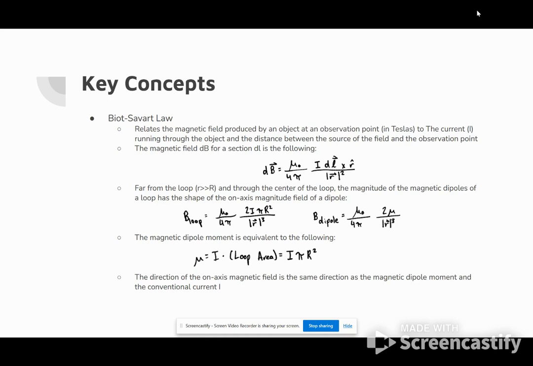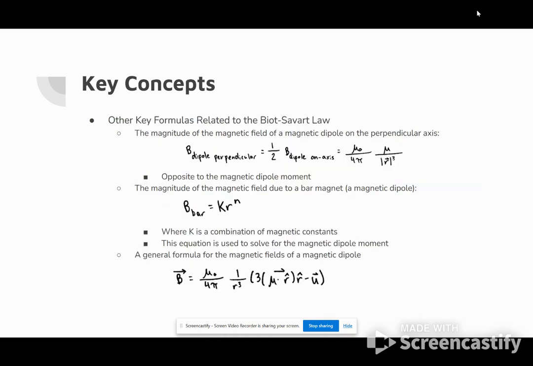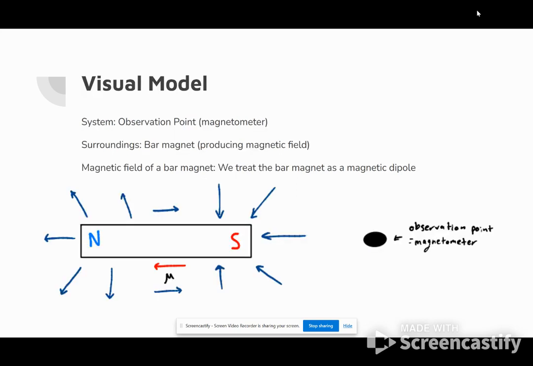For our other key formulas, we use the fact that the magnitude of the magnetic field of a magnetic dipole on the perpendicular axis is opposite to the magnetic dipole moment, the magnitude of the magnetic field due to a bar magnet, and a general formula for the magnetic fields of a magnetic dipole.